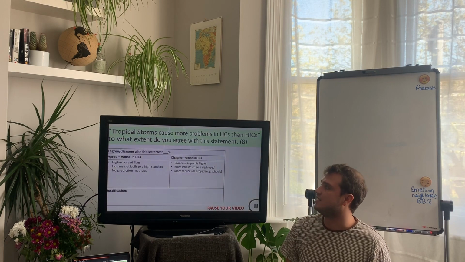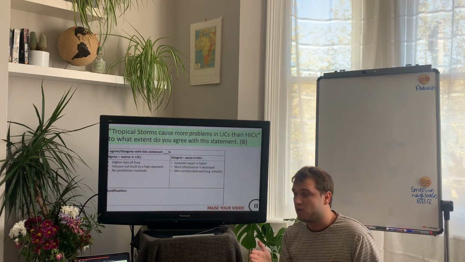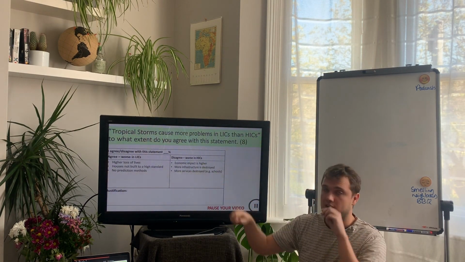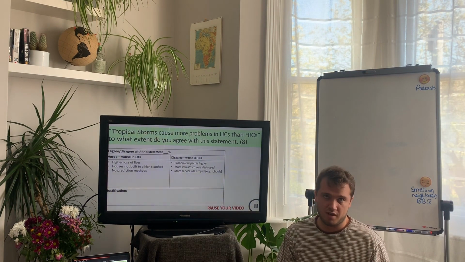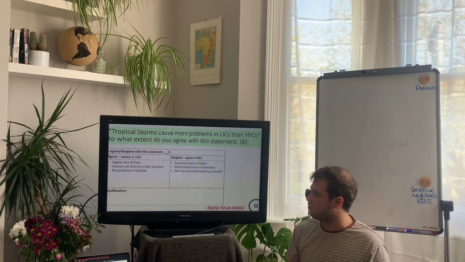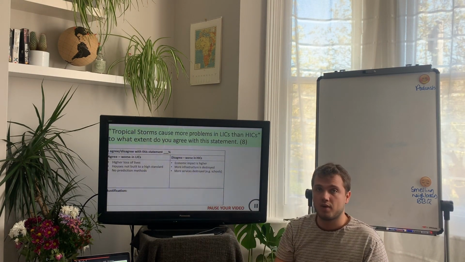Whereas in HICs, we can see that we might say, I disagree, it's also bad in HICs because the economic impact is a lot higher and they're more likely to be losing lots of infrastructure and lots of services. So once you've had a look at these, and you can use my points because I want to see how you structure your answer, you then need to decide, okay, do I agree or do I disagree?